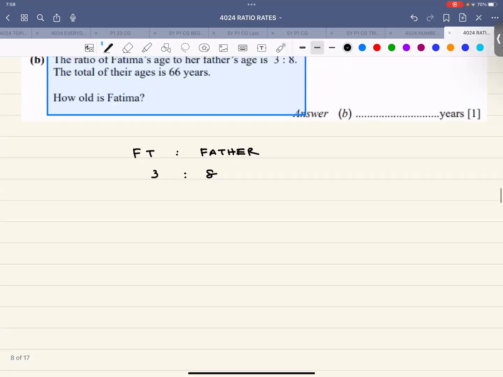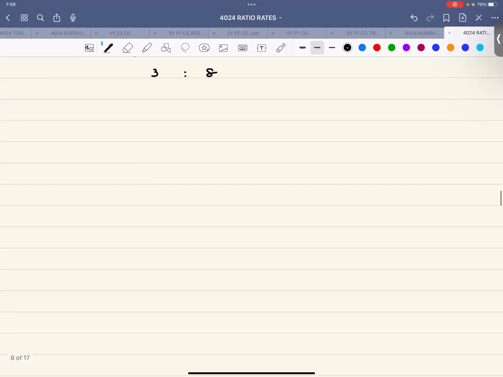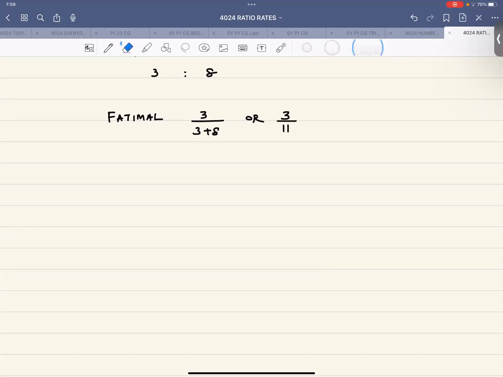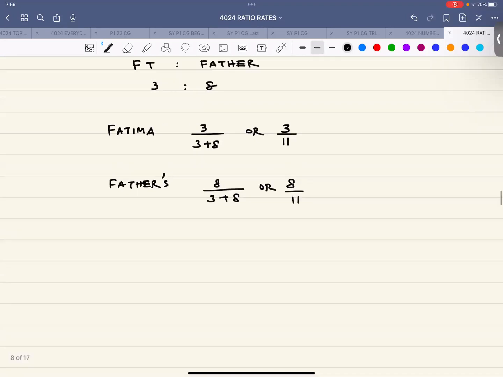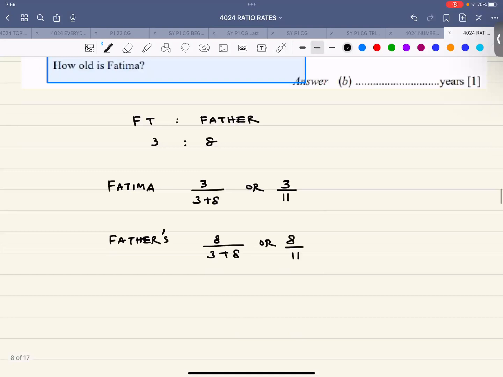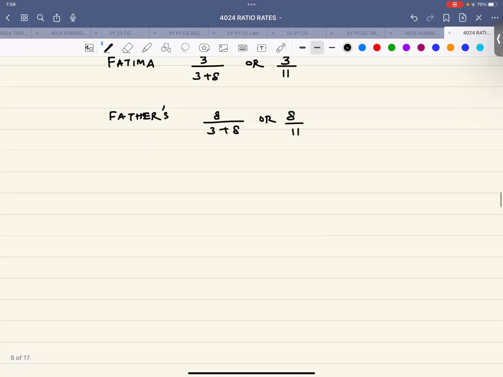The ratio is 3:8. Now, in one of the questions, we have used algebra in a different sense. Now, how old is Fatma? We know the total is 66. So Fatma's fraction is 3 divided by 3 plus 8, which comes out to be 3 over 11. And when we talk about her father's age, it is 8 out of 3 plus 8, which is 8 over 11. So as such, there is no algebra needed if we go this way.